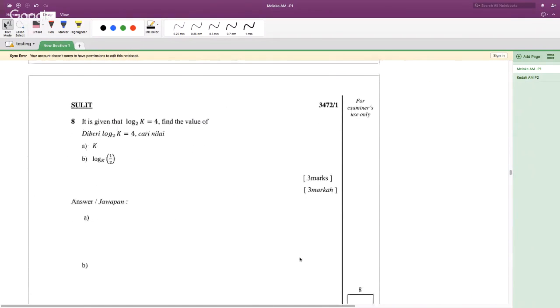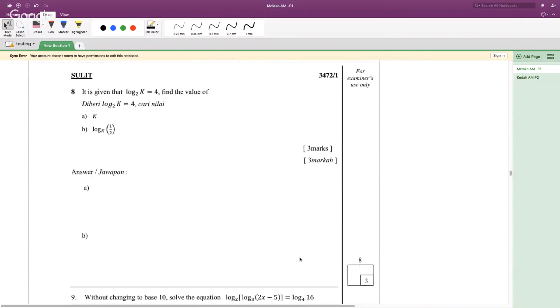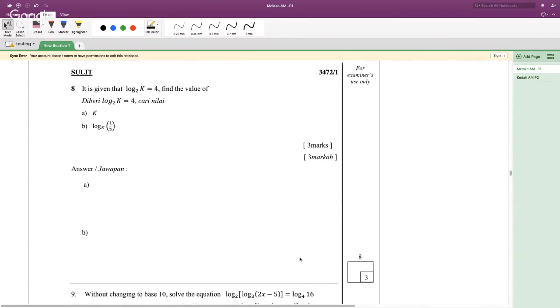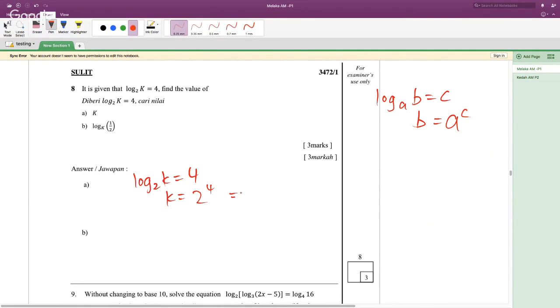Okay, so for number 8, it's given that log base 2 of k equals 4. Find the values of k. This is sort of a bonus mark. We understand this rule: log base a of b equals c. If I move my log a to the other side, the a will become the base and the c will become the power of a. This is the log rule. So if log base 2 of k equals 4, then 2 becomes the base and the 4 becomes the power. Therefore, k is basically equal to 16.